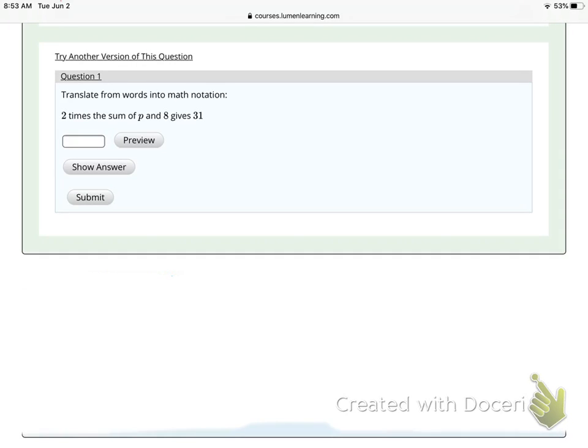Let's look at this problem. 2 times the sum of P and 8 gives 31. So, once again, we look to break it up, okay? Gives 31 means equals 31. 2 times. Then we've got this. We have the sum of P and 8. What is the sum of P and 8?